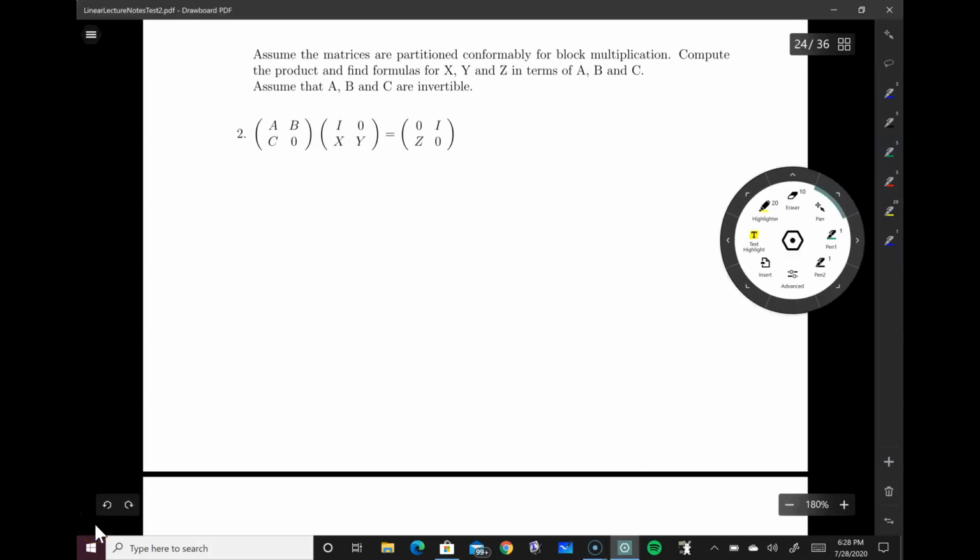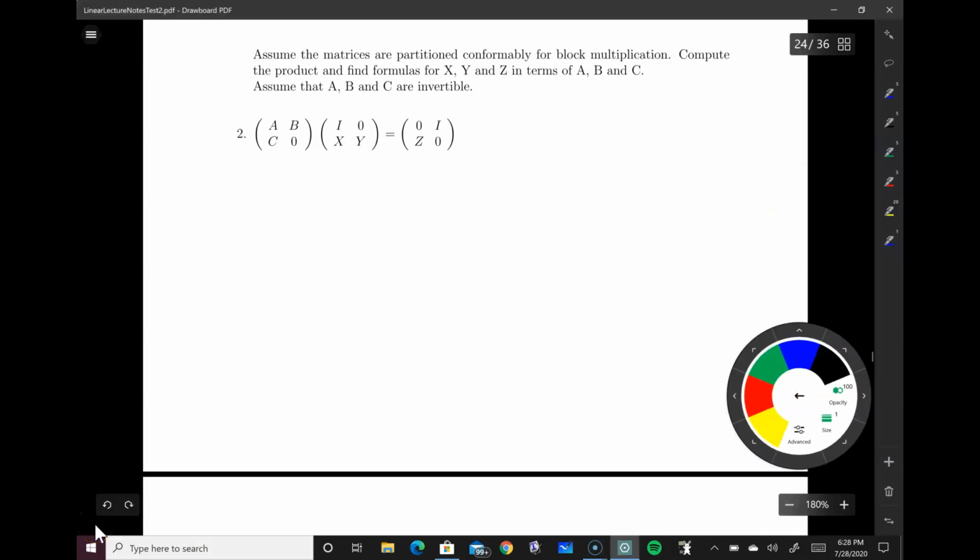All right, now we are going to use this block matrix multiplication. So inside here, A, B, and C are matrices, and so are X, Y, and Z. What we're looking to find is X equal, Y equal, and Z equal in terms of A, B, and C. Okay, so we are given the fact that A, B, and C are invertible.